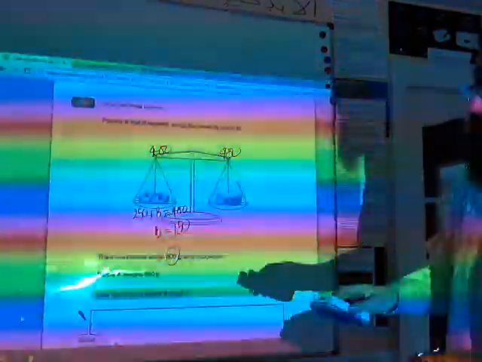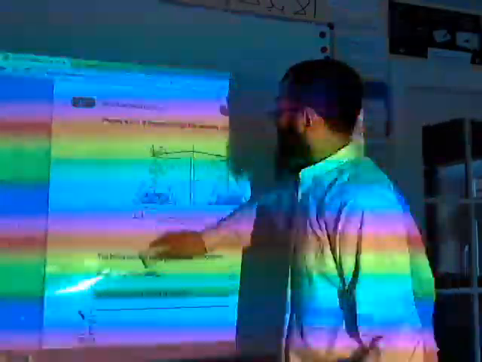Okay? Is that all on the page? 400 on both sides. 400 and 400 gives you 800. This side is 400. 250 add B, so B must be 150. Next question, please.